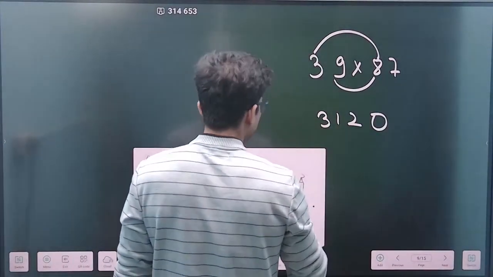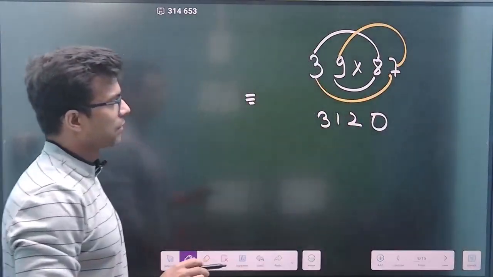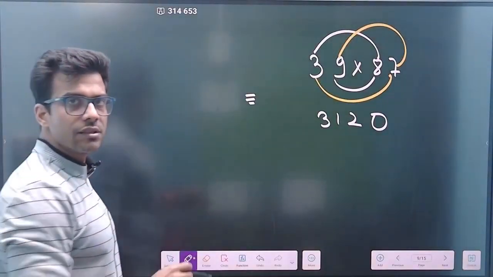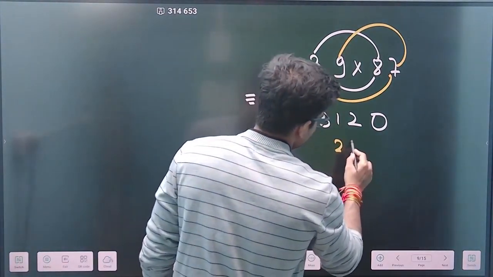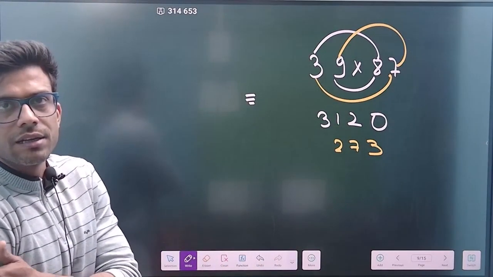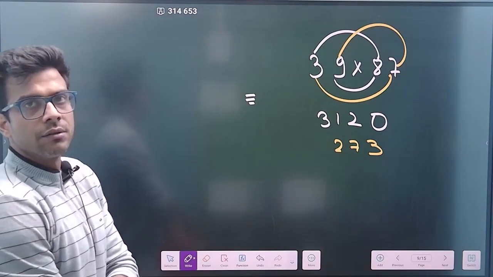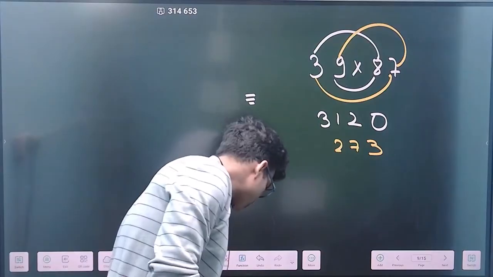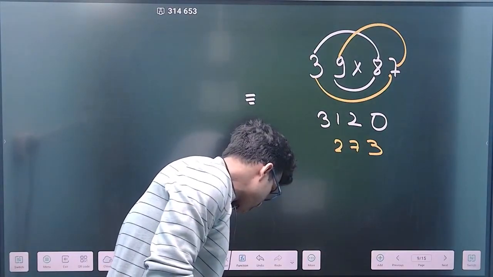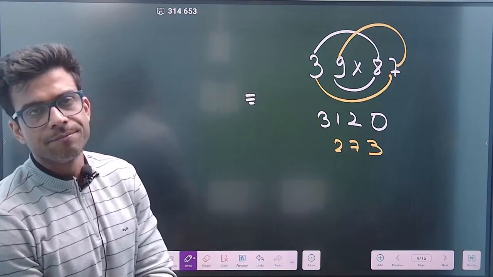Now this number will get multiplied with this number, and this number will get multiplied with this number. Add that, which is 273. Is it right? Add all these numbers and you'll get the answer, correct? I hope this makes sense. Sangeeta, is it making sense to you? Please confirm.